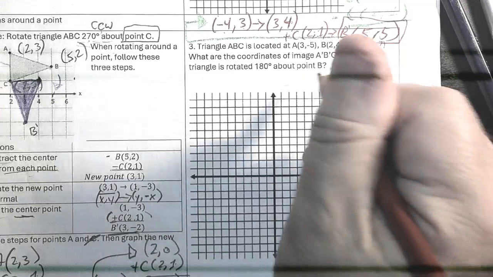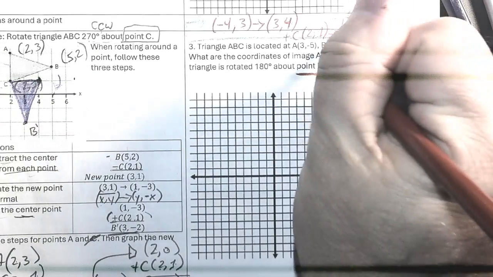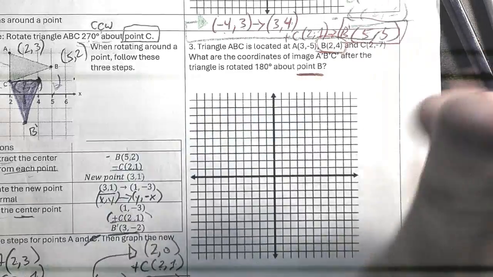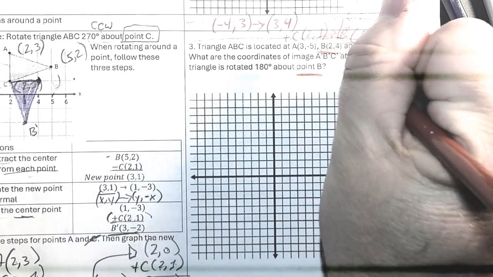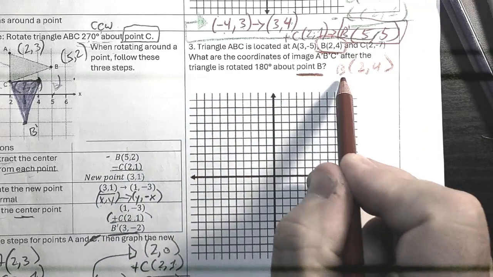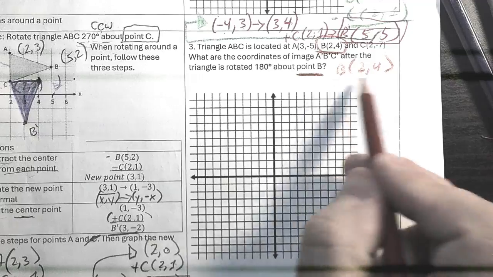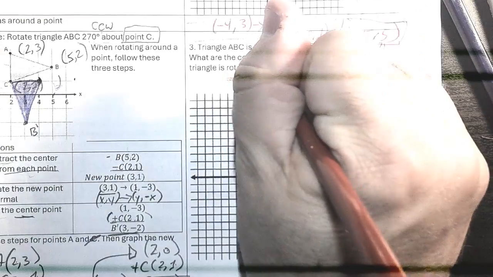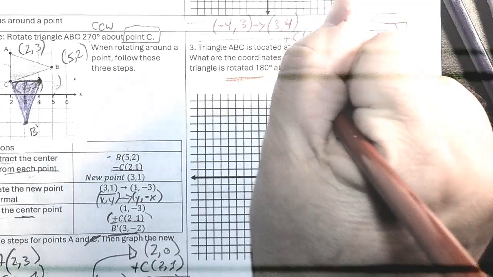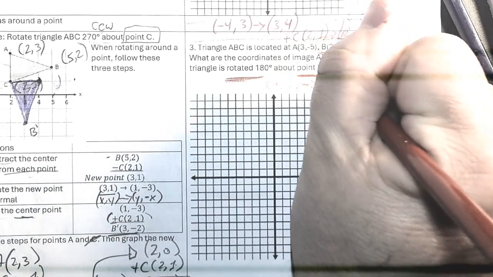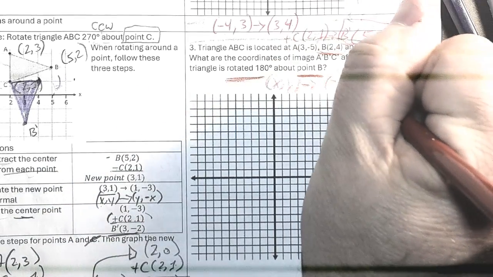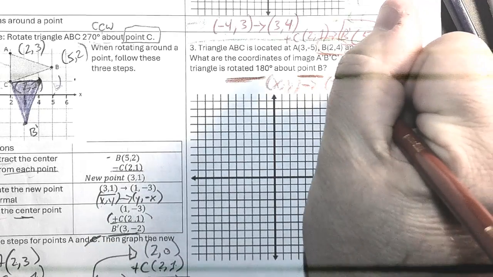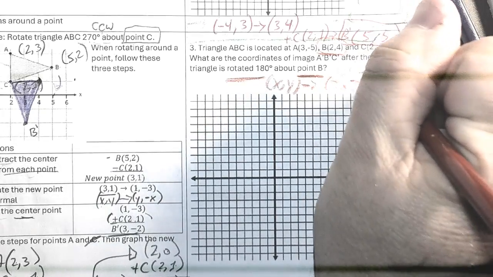So this is about point B. So this guy, B is 2 comma 4. So this is the one you're going to subtract and add. It's also the one that's not going to change. And it's rotated 180 degrees, so x comma y. This is the easiest one to remember. It's halfway across the page. Negative x comma negative y.